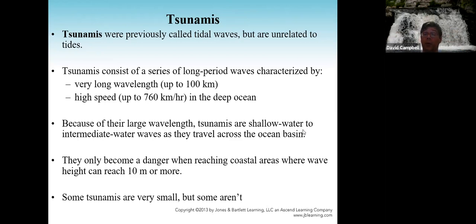But when that great big wave gets into coastal areas, again, the wavelength decreases and the height increases. And when you have a huge wave, if you pile enough of that up, you can get an extremely high wave. Not all tsunamis are big. You can get tsunamis that are that big, but you can get ones that are a lot bigger as well.